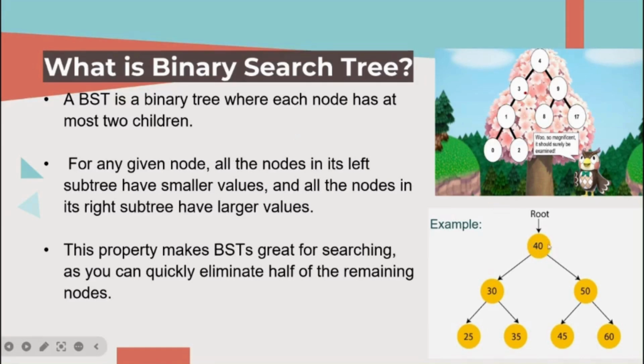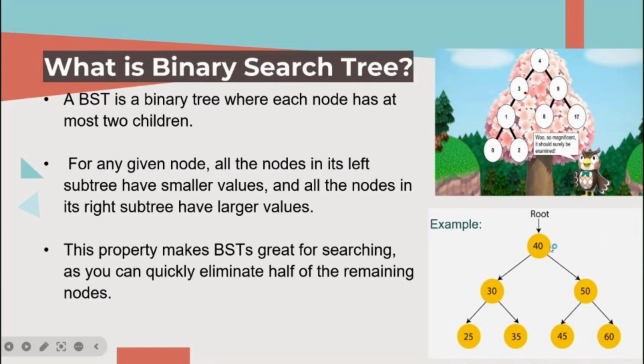Now let's see the example. Here 40 is said to be the root node, and these are called intermediary nodes, and these last four are called leaf nodes. How can we say which are intermediary nodes, which are leaf nodes, and which is the root node? If there are no children for those nodes, those are called leaf nodes. For 25 there is no child, and for 35 also there are no children. For 45 there are no children, for 60 there are no children, so these are said to be leaf nodes.